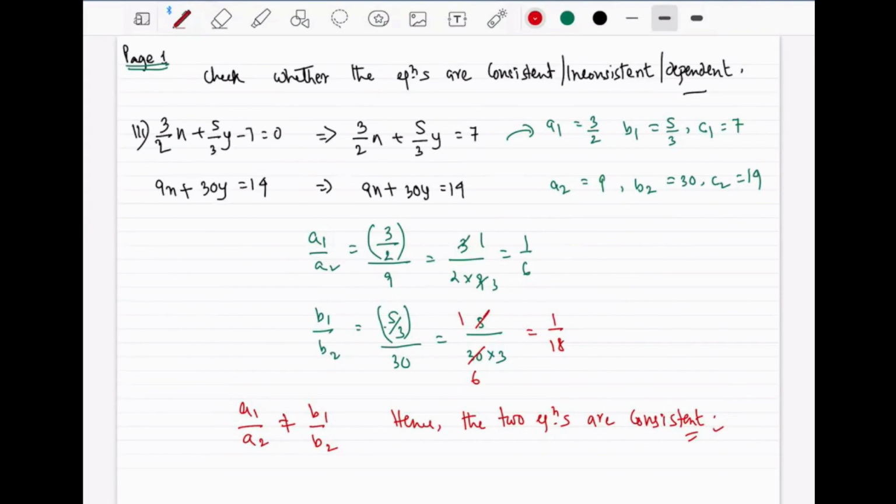So you check up exercise 6.1. There are a whole lot of examples and questions given there for you to practice. You already know how to find out a1, b1, c1, a2, b2, c2. And during revision, I want you to understand the meaning of consistent with unique solution, inconsistent or parallel, dependent or infinitely many solutions. You have to understand the meaning of each of them, because we're going to use it when we solve questions graphically.